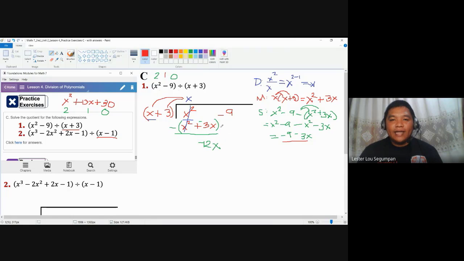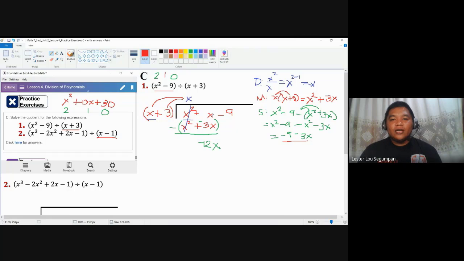So what we're going to do right now is we may add here a term with a degree of term equal to 1. And that is actually a term with x as the literal coefficient. So we are adding here a term with the literal coefficient of x with the exponent of 1 to complete the descending order of the degree of a term here: 2, 1, and then 0. But if we're going to look at this dividend, it's not different from the given. The given only has x squared and minus 9. But now we are adding here an x.